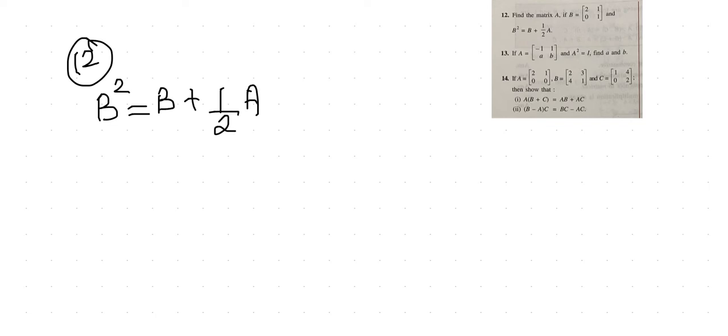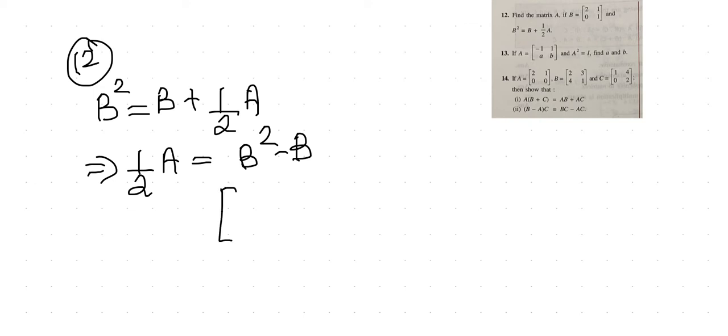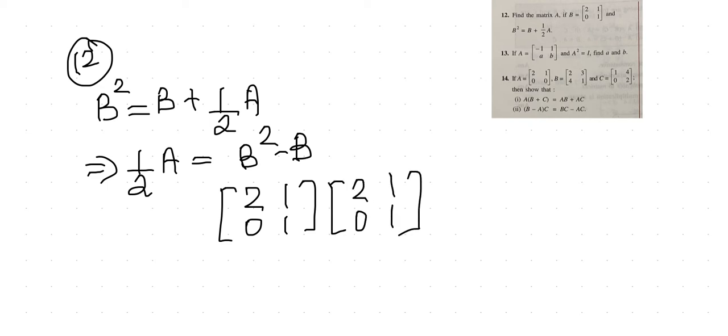So what are you going to do? You will be writing like this, that this implies half of A is equal to B squared minus B. So B squared minus B means B has already been given, children. So you'll be finding out what? You'll be just doing this, 2011, and then you'll be finding out 2011. So this will become your B squared. So what you'll be writing, B squared is equal to B into B, which in turn is equal to this much. Okay, and then from this you will be subtracting B.